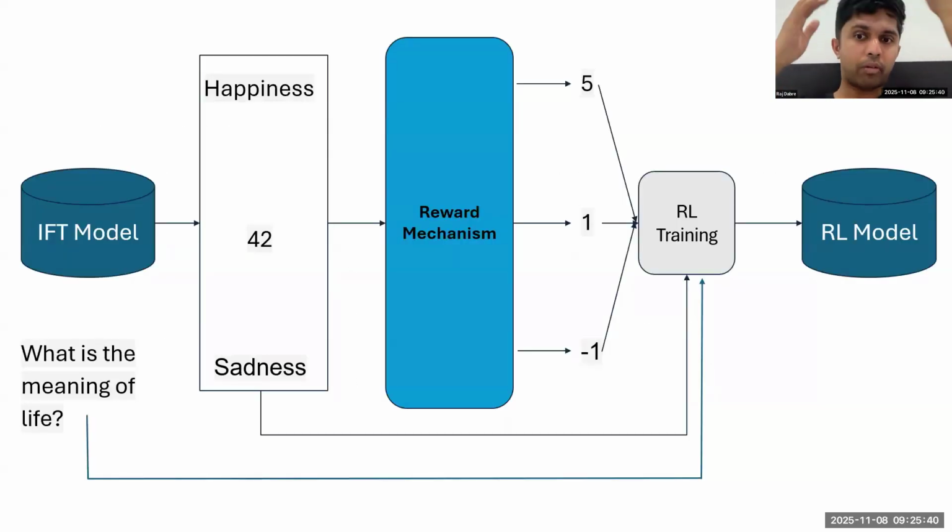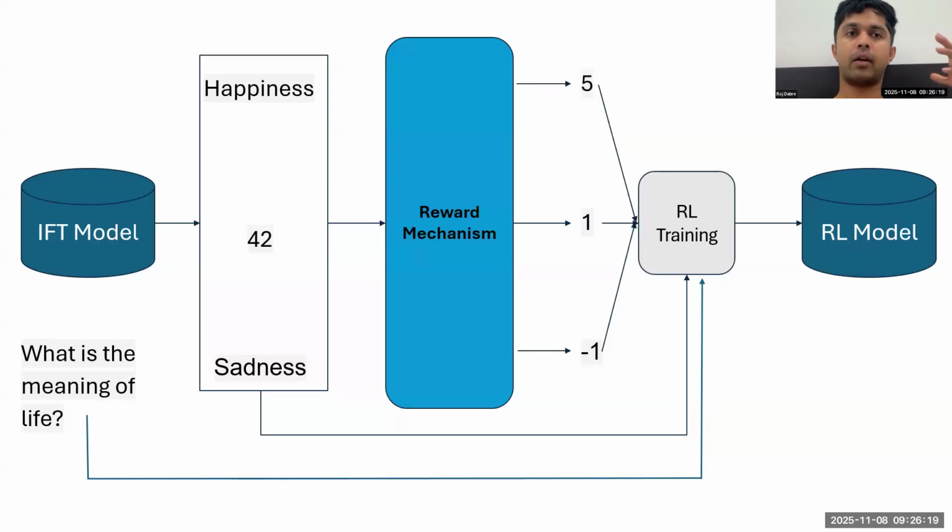Okay, good. So first of all, what is the typical flow of an RL model? We usually start with an instruction fine-tuned model, because this is the model whose capabilities we want to start exploring, and then we want to reward certain capabilities which we find to be very useful and important. Suppose you give it the sentence, what is the meaning of life? The IFT model will output multiple types of outputs, because when we sample the model, we can get a variety of outputs. Sometimes the model will say happiness, sometimes 42, sometimes sadness.